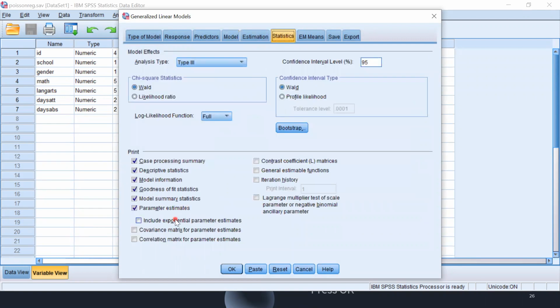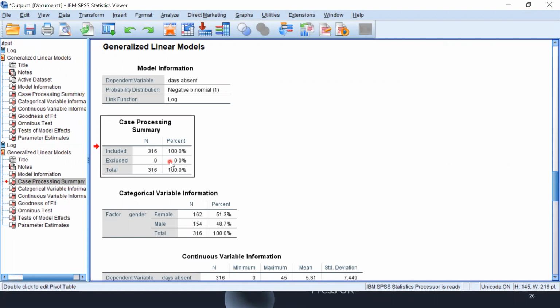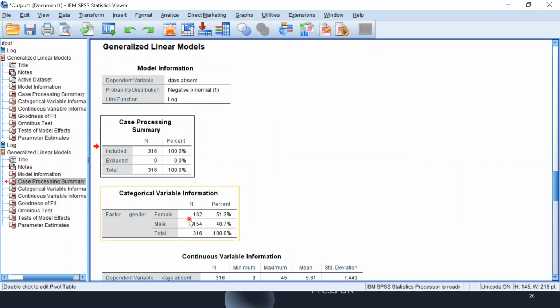In the statistics, we will include the exponential parameter estimate, which will produce the odds ratio only for the sake of easy interpretation. Otherwise, we can use the parameter estimate. We will press OK, as we applied the Poisson regression in the previous video. Again, we can see we have different tables. They inform what the dependent variable is and that we are using the negative binomial distribution with the log function. The case processing summary tells how many data were entered for the regression.